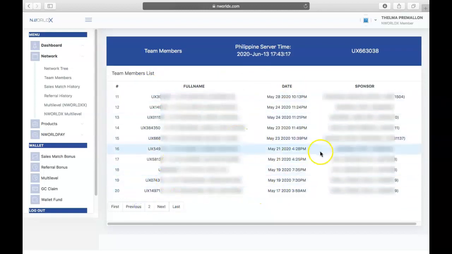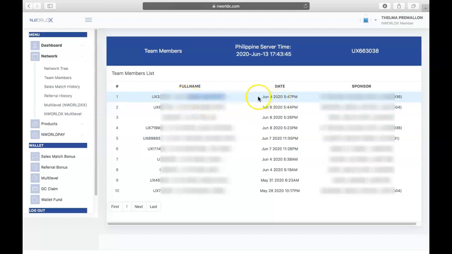For example, in this particular account, you can see the ID number and whether that particular member is under your left group or your right group. Once it's under your right group, it will indicate R, and once it's on the left group, it will indicate L. Also the name of the members, the date of activation, and who the sponsor is. So this is what you are going to see under the team members submenu of your network menu.